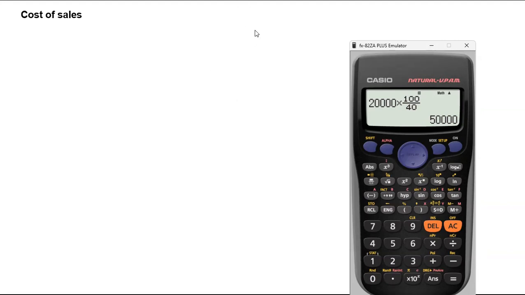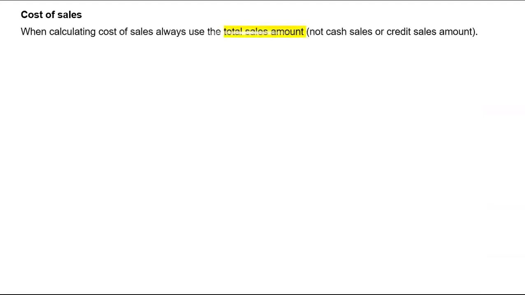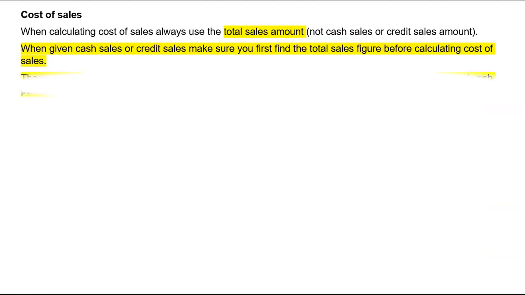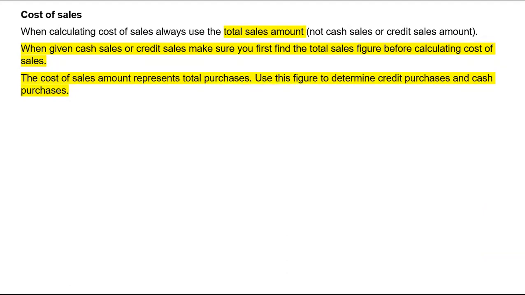And that's what this sentence simply means. When calculating cost of sales, always use the total sales amount, not the cash sales or credit sales amount. When given cash sales or credit sales, make sure you first find the total sales figure before calculating cost of sales. The cost of sales amount represents the total purchase. I've explained this before. Use this figure to determine credit purchases and cash purchases.